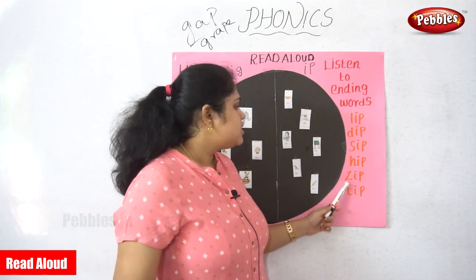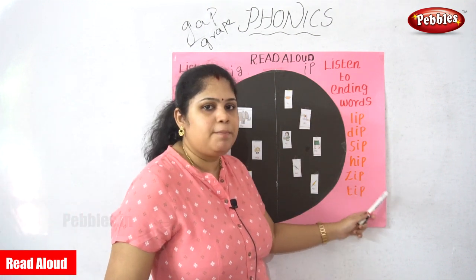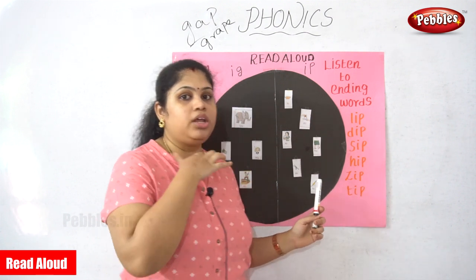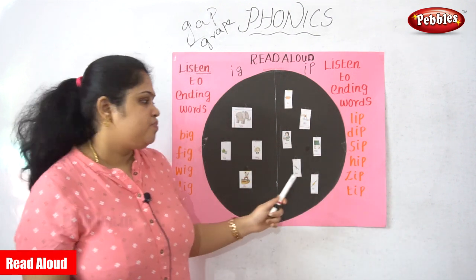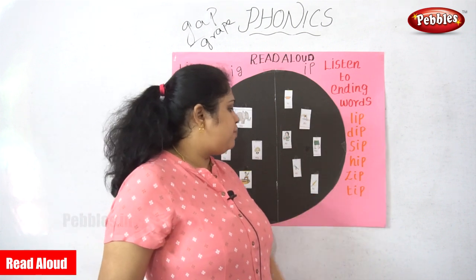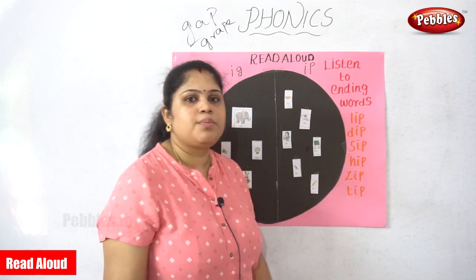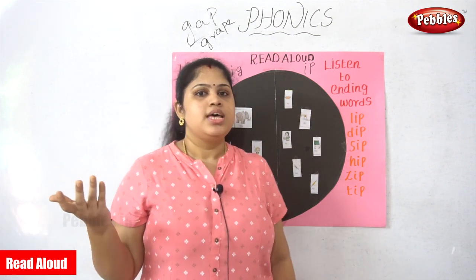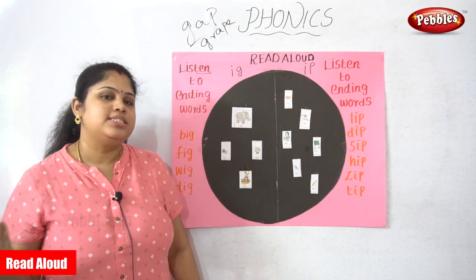So next is zip, zip. The P sound you should say louder and stronger. Zip, zip. So zip means we have the zip in our bags, the pants, the shorts, isn't it? That is called a zip.